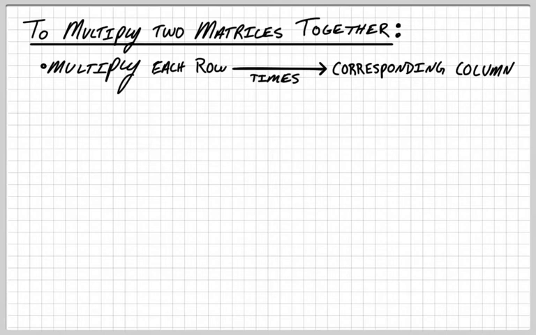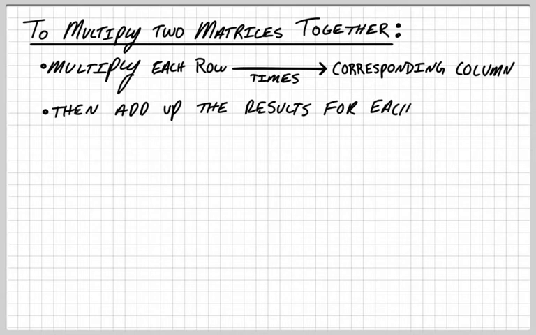So row 1 from over here would get multiplied by column 1 over here. Then you're just going to add up the results for each of those entry products. Well, what does that mean? Let's take a look.